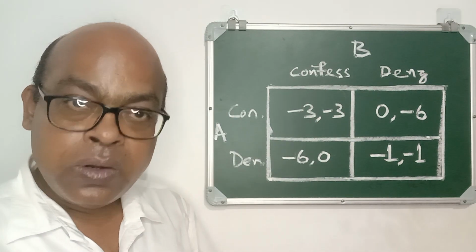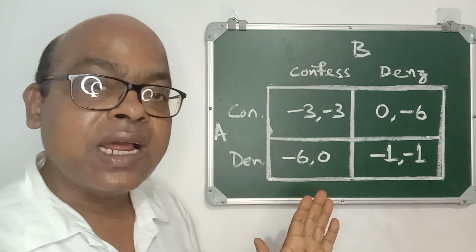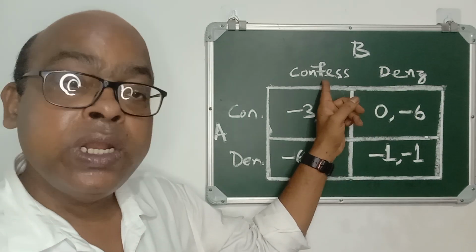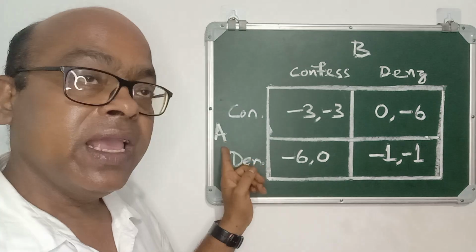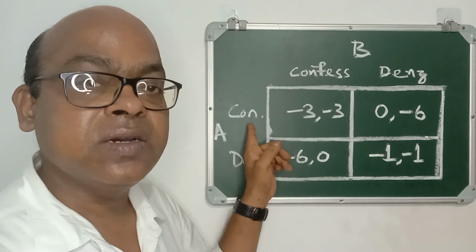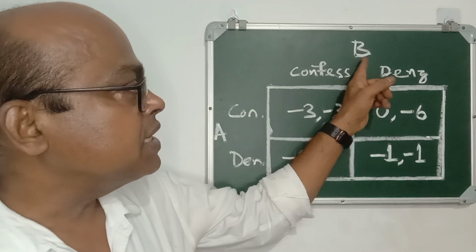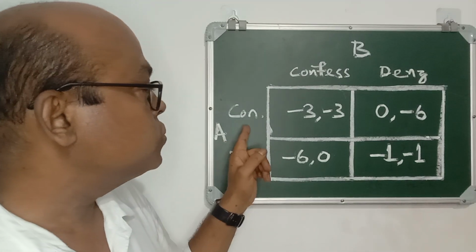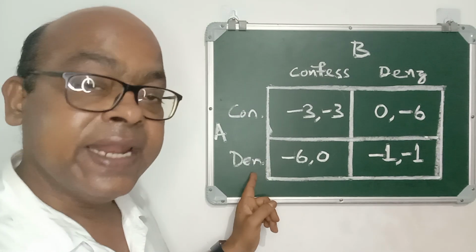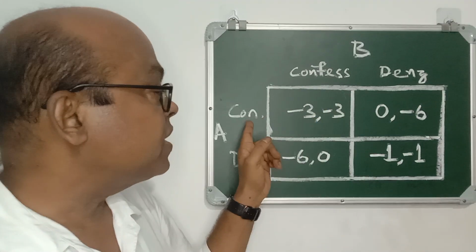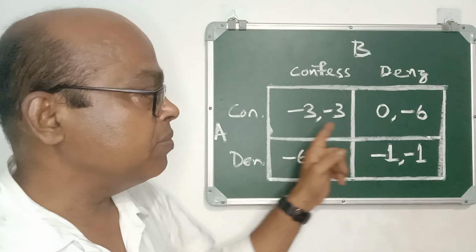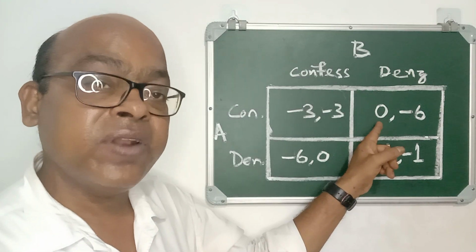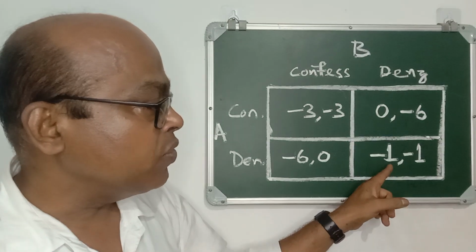Now look at another point. Let us start from the side of B. Whatever strategy B chooses, for A the confess strategy is better. Why? Let us say B is choosing the deny strategy. Then A has to choose either confess or deny. It is better for A to choose confess, because he will get no jail, he will be free. 0 is better than 1.